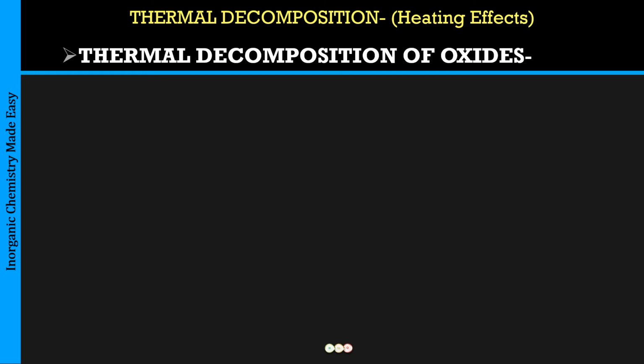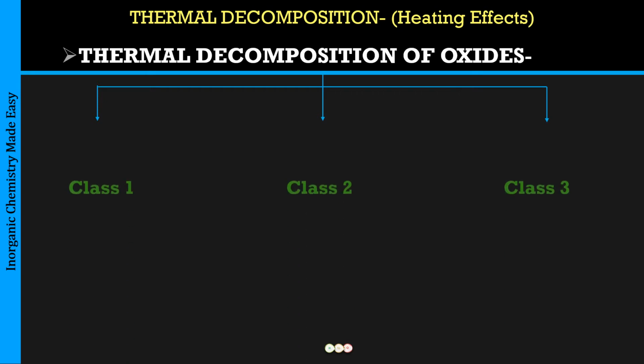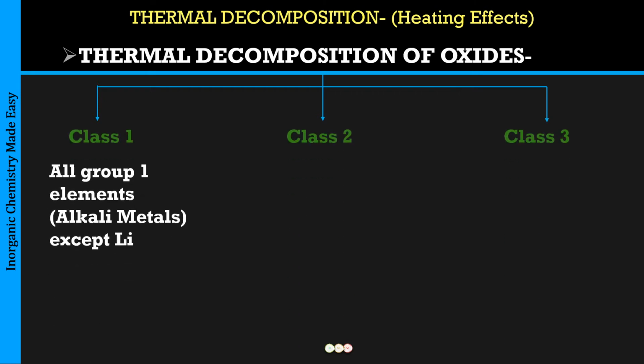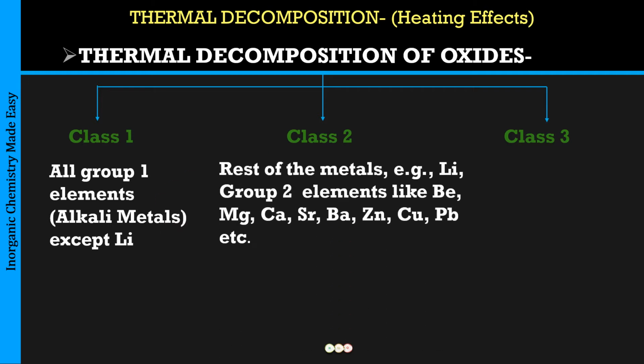So here we are going to classify the metals into three classes: class 1, class 2, class 3. Class 1 metals are going to be all the group 1 elements, that is the alkali metals except lithium. When we will be learning about the oxides of the alkali metals, they are going to behave in a particular way. Then when we talk about the class 2 metals, they are going to be all the rest of the metals.